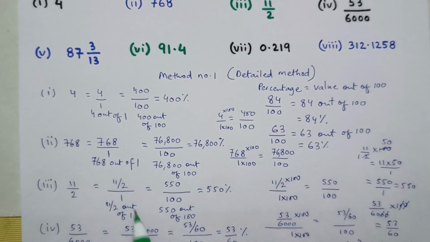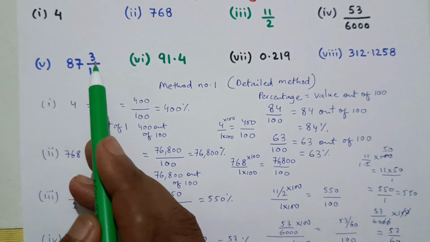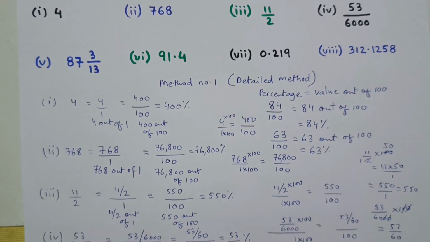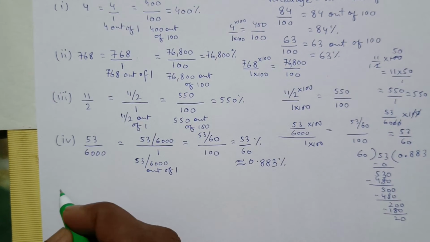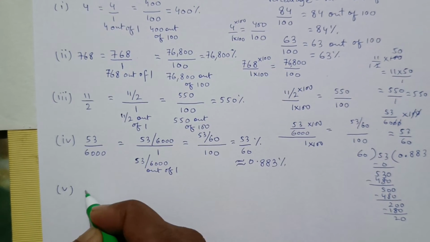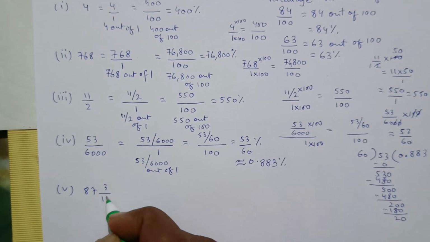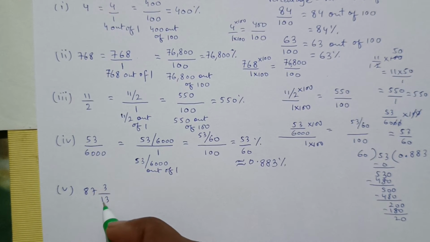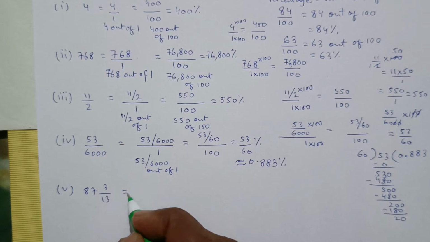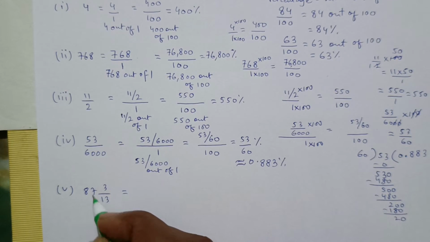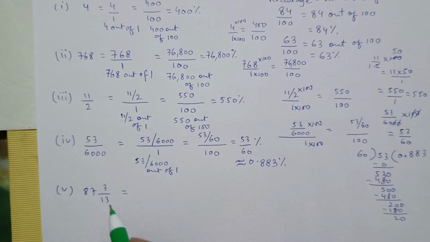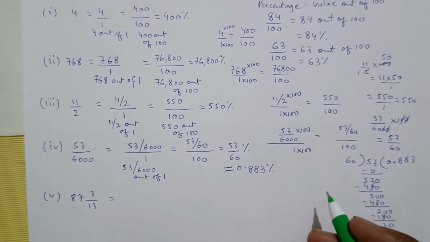Now question number 5 is 87 3 by 13. I have to write it as a percentage. So 87 3 by 13, first let us convert it into an improper fraction. This is right now a mixed fraction, so I will convert it into improper fraction. So first I will multiply 87 with 13.